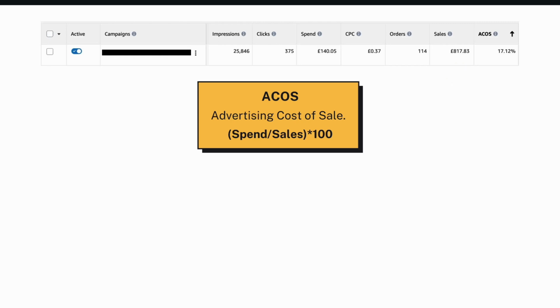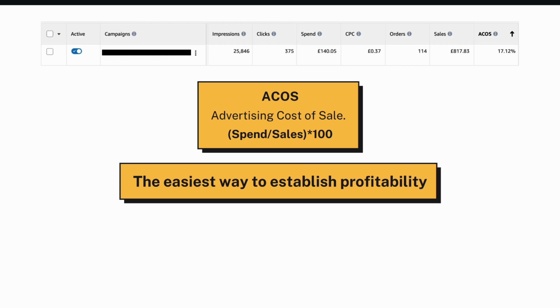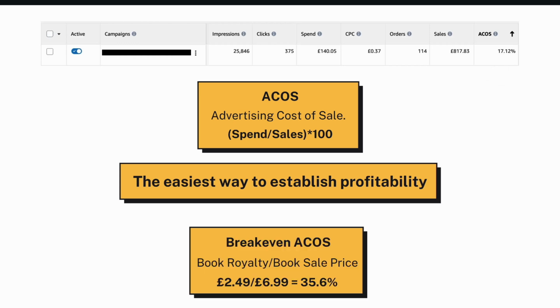Now don't get too bogged down into the specifics of exactly how this is calculated. Basically what you want to use this ACOS number for is it's the easiest way to establish the profitability of your book. Rather than going in and manually having to do all the maths and remembering what royalty you got per book and then timesing that by the number of orders and that's how much money you've actually made, ACOS allows you to understand this literally in a couple of seconds just by looking at this number. So the first thing you want to do to actually understand your ACOS is to calculate your break-even ACOS. So basically the number that this ACOS shows where you're actually breaking even.